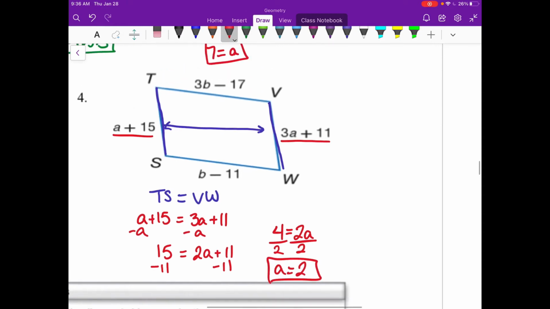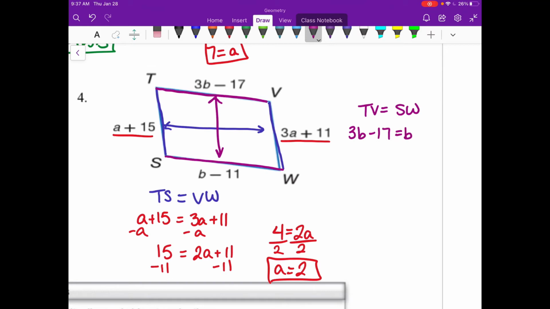That was a. Now let's do b. B is talking about these sides right here. Those are also opposite sides. So I'm going to say TV is equal to SW, because opposite sides are the same. So 3b minus 17 is equal to b minus 11. I'm going to subtract b from both sides, so I get 2b minus 17 equals negative 11. Add 17. So 2b equals negative 11 plus 17, which is 6. Divide by 2. b equals 3.